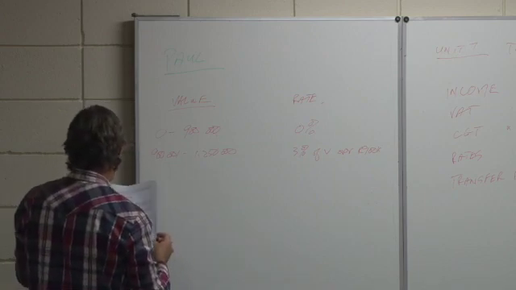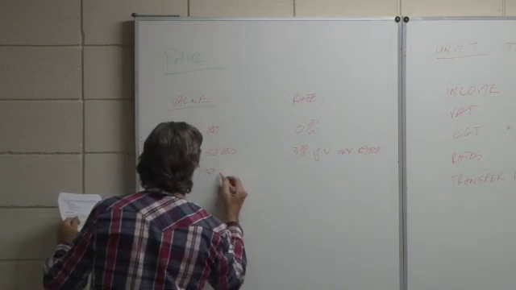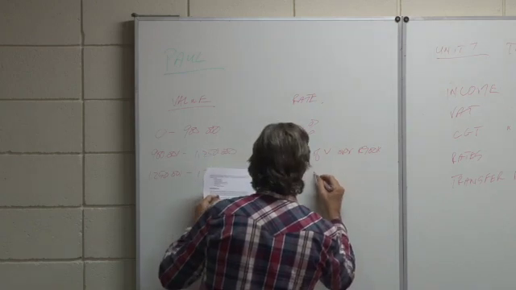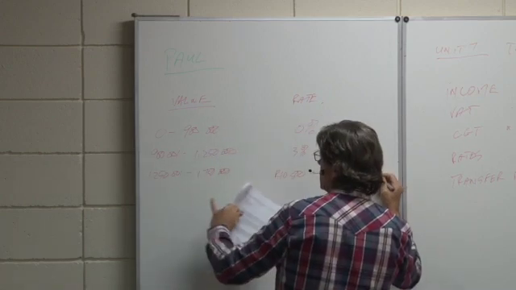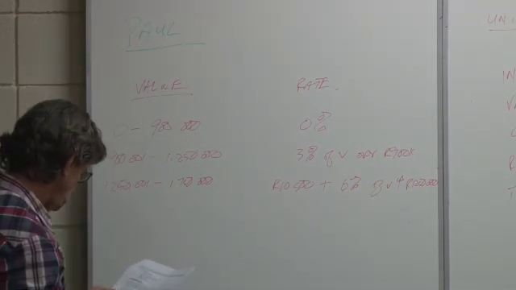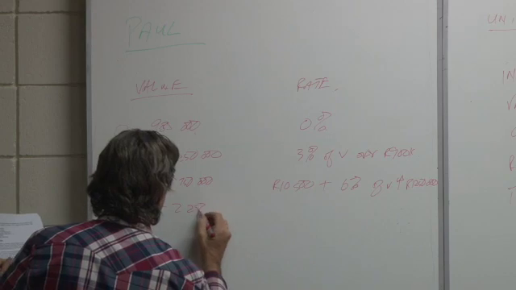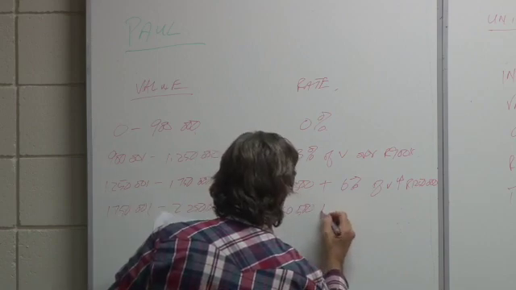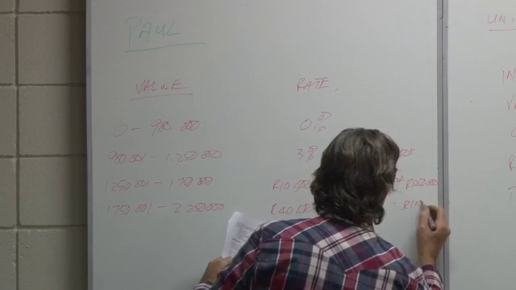I see I've got 750; it should be 900. Then 1,250,001 to 1,750,000 is a fixed amount of 10,500 plus 6% of the value above 1,250,000. Sorry, it's getting a bit small. And then 1,750,001 to 2,250,000 is a fixed amount of 4,500 plus 8% of the value above 1,750,000.